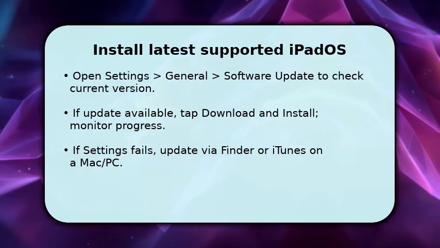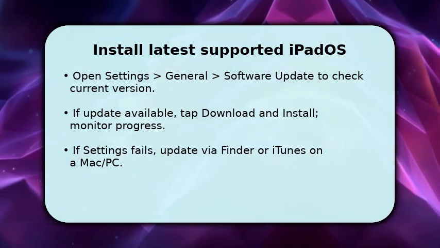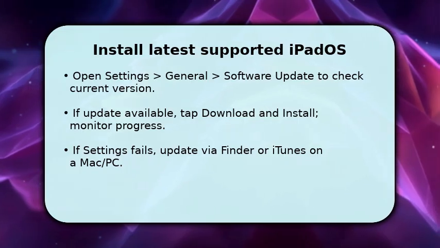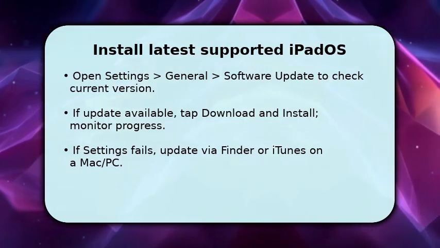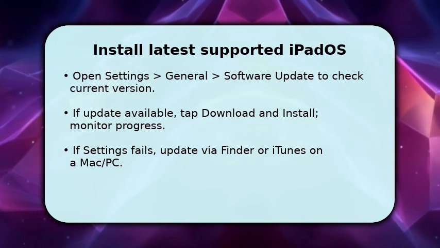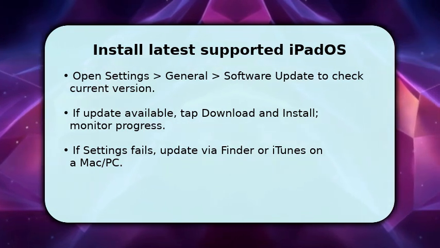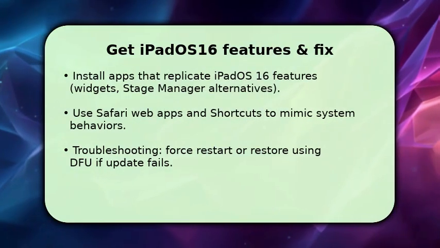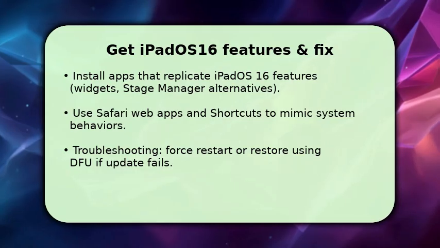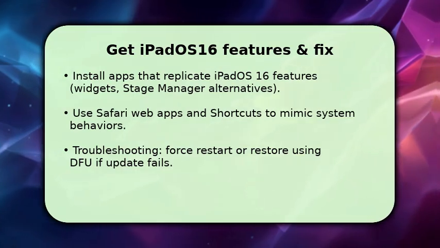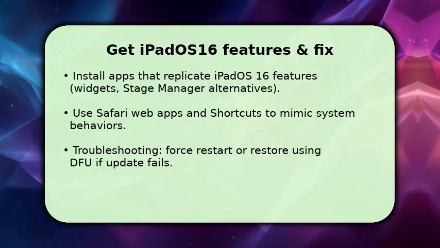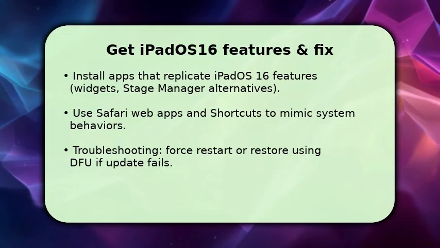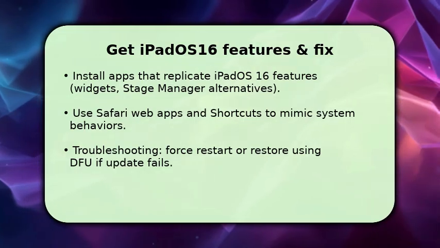Once the firmware installs, restore your backup if needed and verify basic functions. You're now on the latest supported, stable OS for the Air 2. Because iPad Air 2 cannot run iPadOS 16 natively, the final step is to emulate key features. Install widget apps, multitasking utilities, and shortcuts collections that recreate Stage Manager-like layouts. Once configured, sign into your accounts and reapply settings you want.